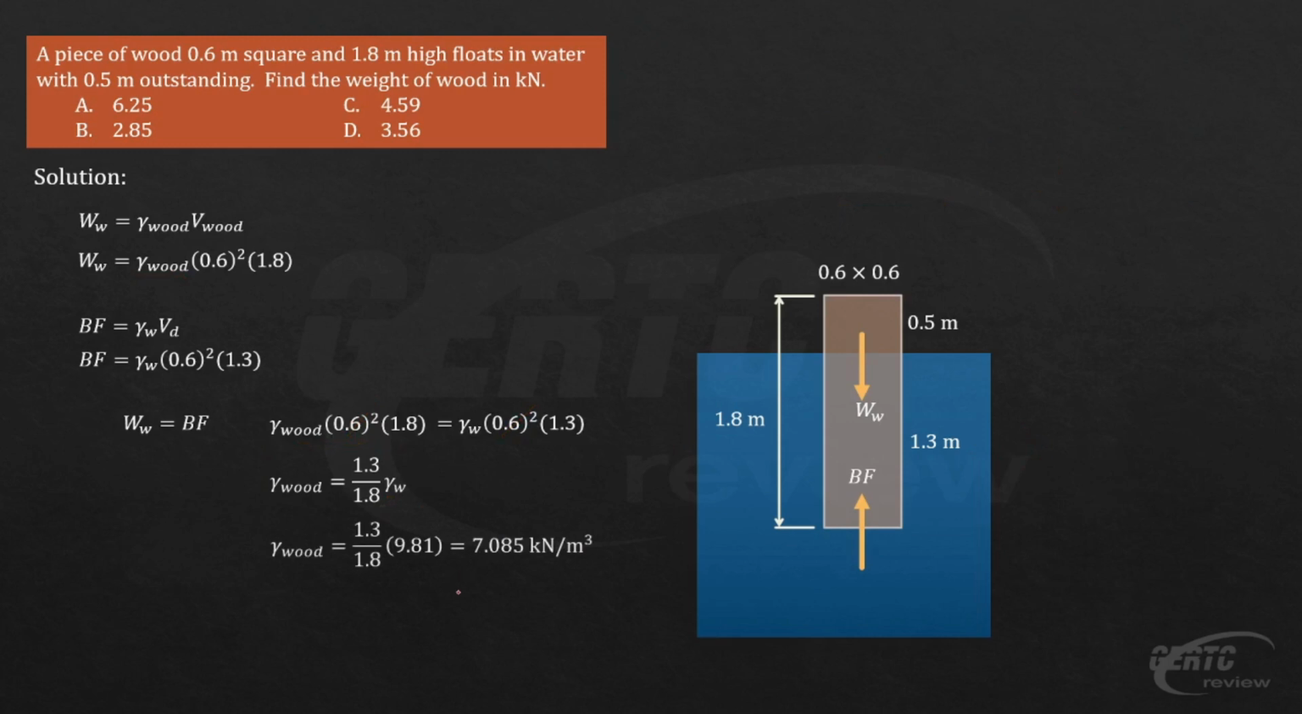Then, we get the unit weight of the wood. The question is the weight of the wood. The weight of the wood is equal to the unit weight times the volume. The volume is 0.6 squared times 1.8. So, the answer is 4.59 kilonewtons. It's quick, and really easy if you know what you are doing, but if you are just memorizing, you're in trouble.